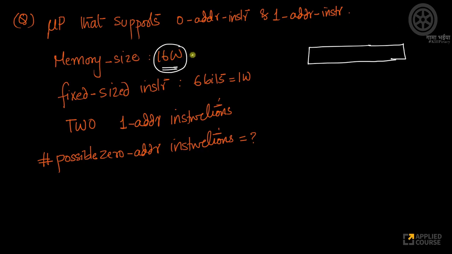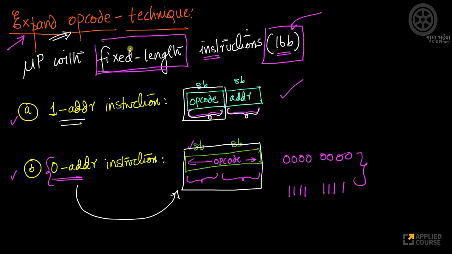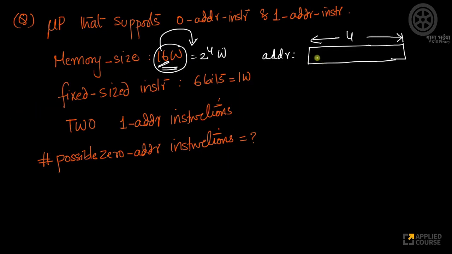16 is 2 power 4 words. So how many bits will I need? I'll need a total of 4 bits for my address. So my address consists of only 4 bits, because my memory size is only 16 words. This is a very simple toy example, not a real world example. We'll see some real world examples in a little while. This is just for you to understand the expanding opcode technique with a simple example. So my address itself is 4 bits.